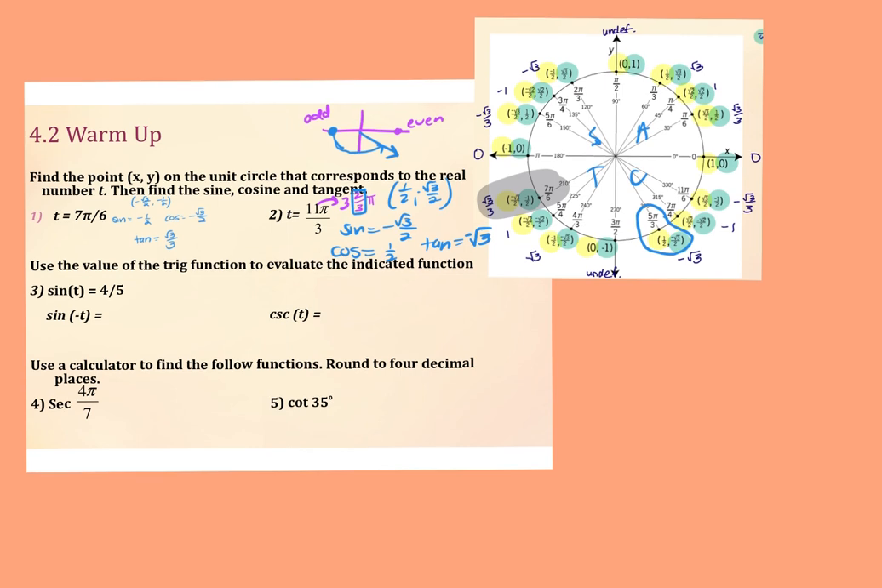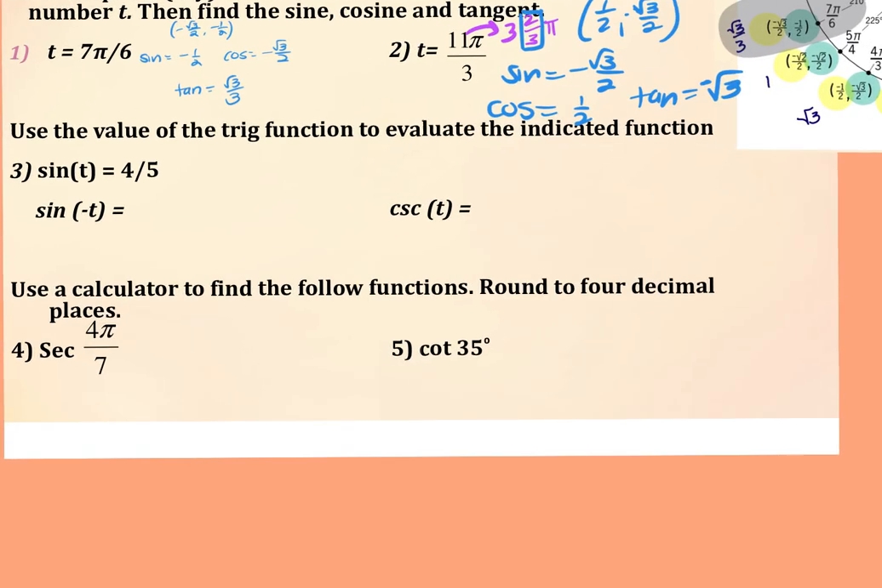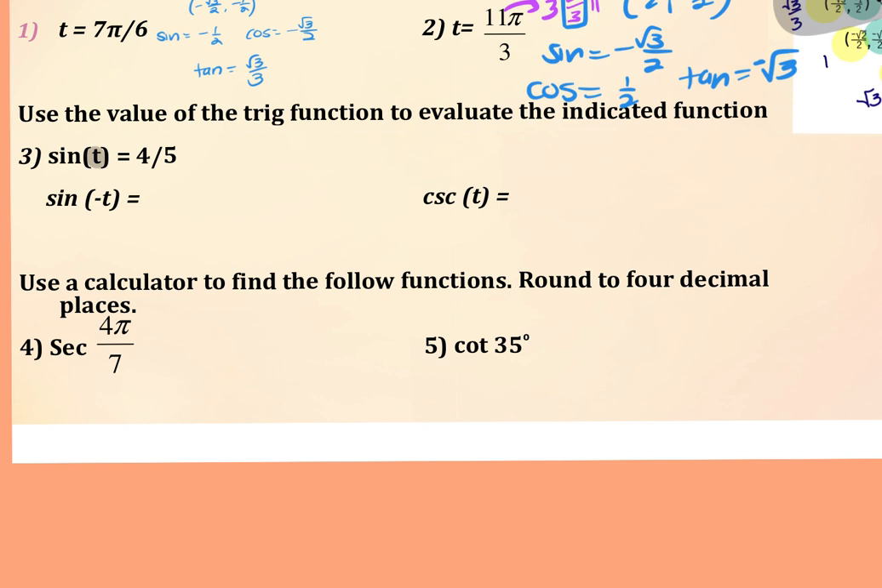All right, then 3 is asking, it says find the value of the trig function to evaluate the indicated function. This is our even odd functions. When the sign changes on the angle, which is what's happening here, it's going from sine of positive t to sine of negative t. This is where we have to know what's even and odd. So cosine and secant are even, which means when we change the sign, we don't change the sign on the trig function, but everything else is odd. So if the sine of t is positive 4/5, the sine of negative t is negative 4/5. We would change its sign. And the cosecant of t is the reciprocal of the sine of t.